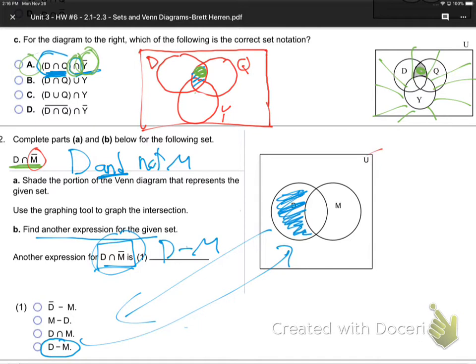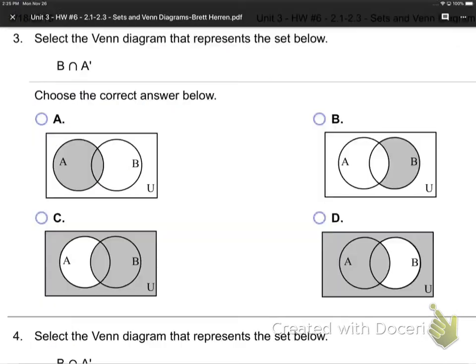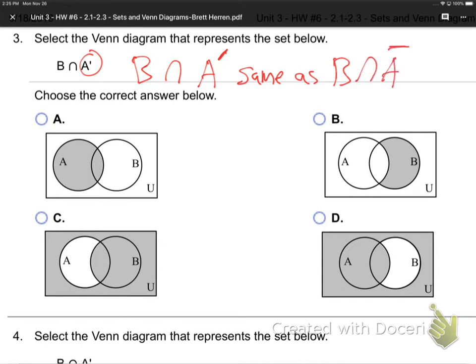We good? It's making sense? This one, they're saying B, change it here. B overlap, and you see that little mark? I don't know if you can hardly even see it. It's on the A, like a little single quote. That's the same as B overlap not A. That bar means not. So that symbol right there means not, just like the bar does. It's just two different ways they say it. So the bar and the single quote both mean not.